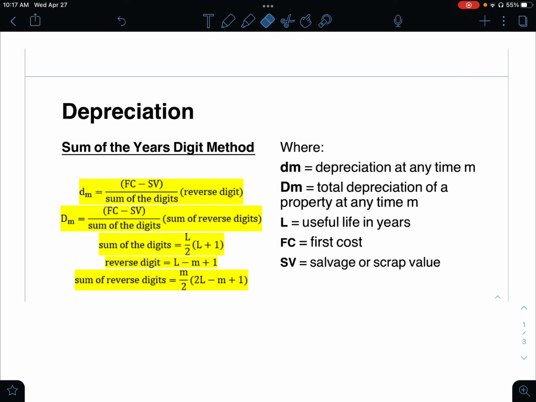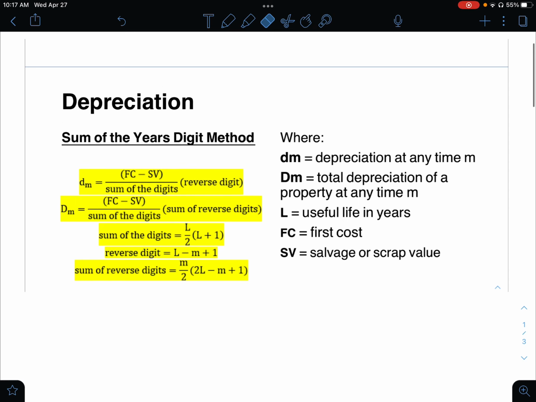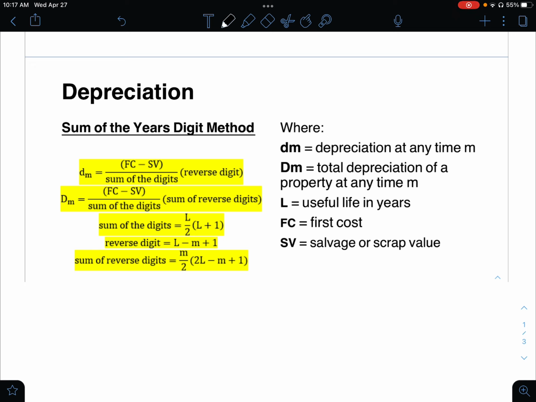Today we will be talking about the next depreciation method, which is the sum of the years digit method, or sometimes in problems we see in books, the shortcut SOYD, the acronym. We just need to remember the following in solving for the sum of the years digit method.